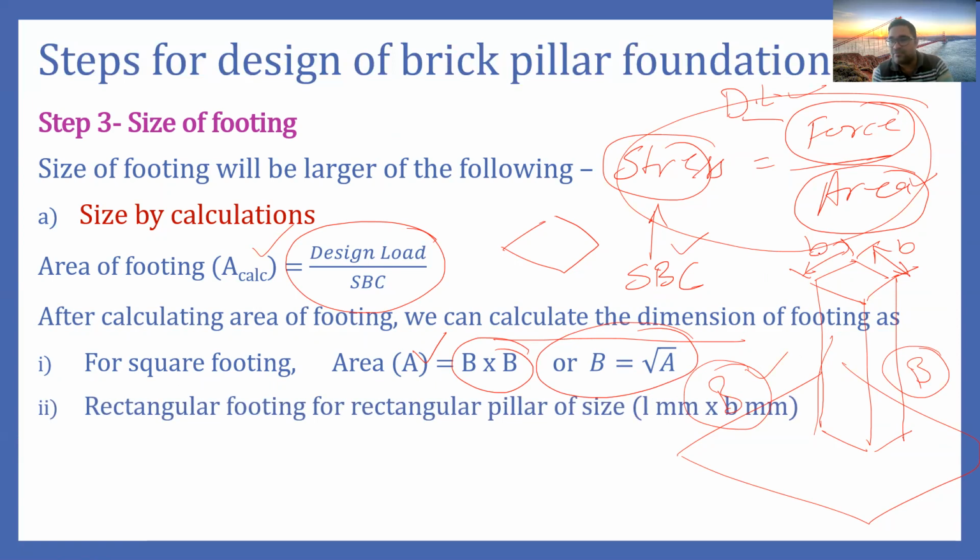Similarly, if we have a rectangular area, a rectangular foundation will be used when we have a rectangular pillar. In the earlier case, we considered the cross-sectional dimension to be the same, b into b. Now suppose this pillar is rectangular. One dimension is b and the second dimension is l. So corresponding to small b, we will have capital B, and corresponding to small l, we will have capital L. Now how do we calculate this B and L in this case?